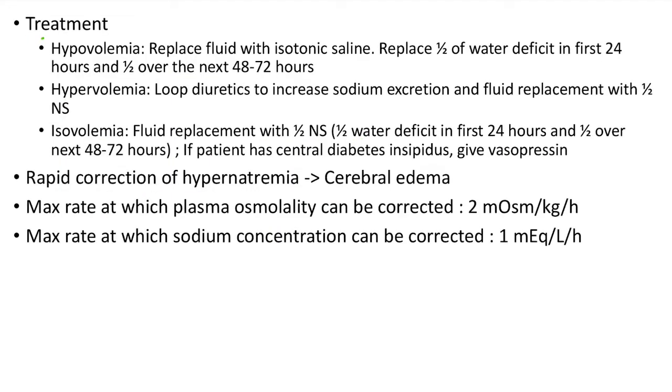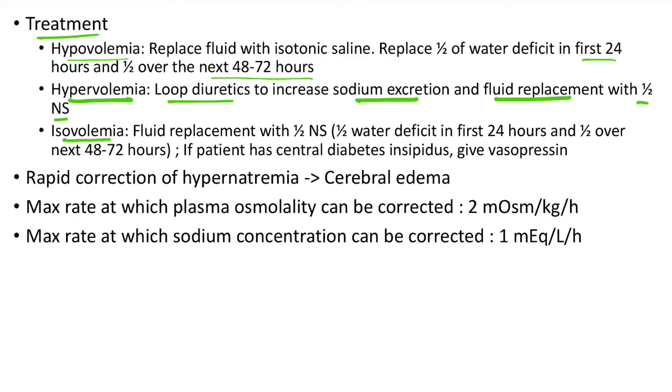Now let us see about the treatment of hypernatremia. For hypovolemic hypernatremia, we have to replace fluid with isotonic saline. We have to replace half of water deficit in first 24 hours and another half over the next 48 to 72 hours. For hypervolemic hypernatremia, we have to give loop diuretics to increase sodium excretion and fluid replacement with half, that is 0.45% normal saline.